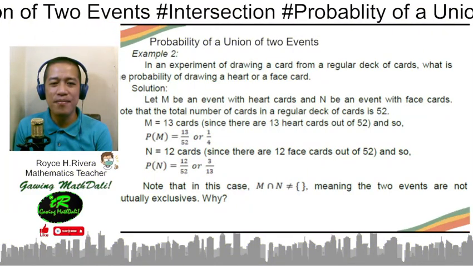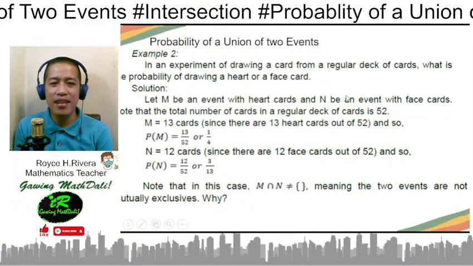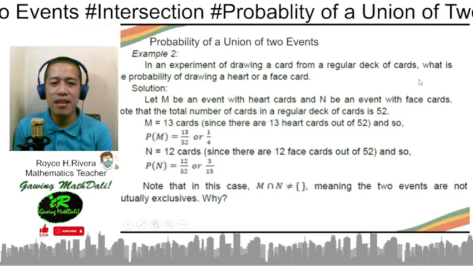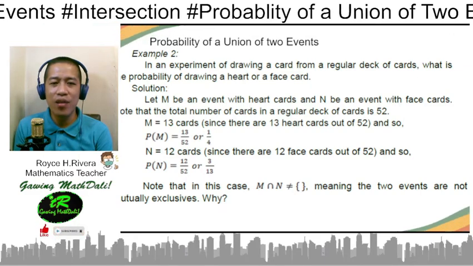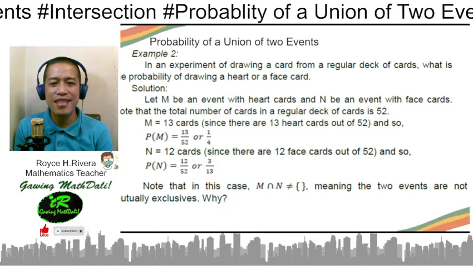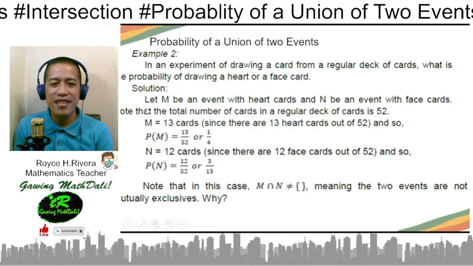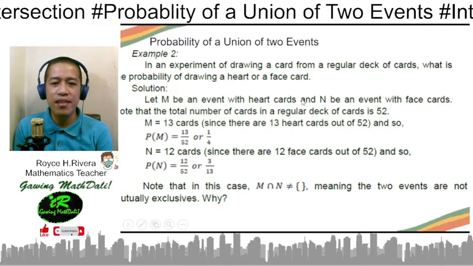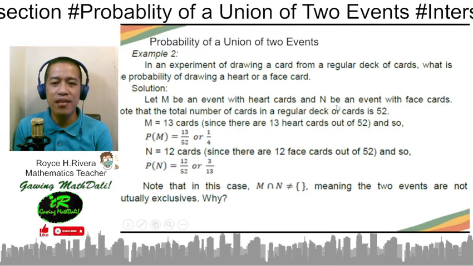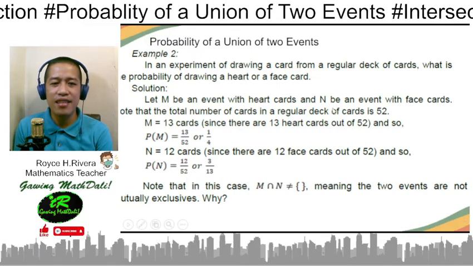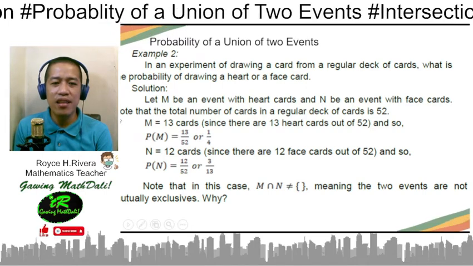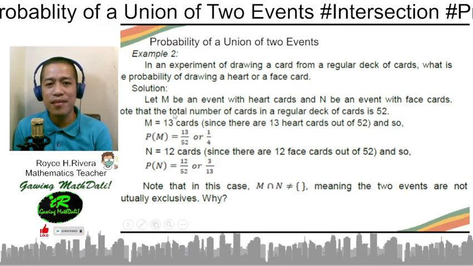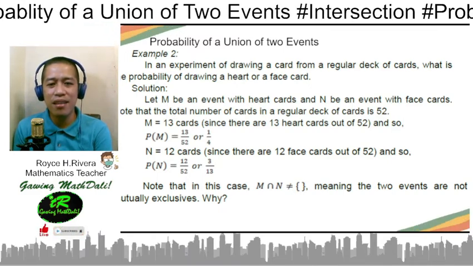Another example. In an experiment of drawing a card from a regular deck of cards, what is the probability of drawing a heart or a face card? So we let M be an event with heart cards and N be an event with face cards. So we take note that the total number of cards in a regular deck of cards is 52. Lahat ng cards ay 52.